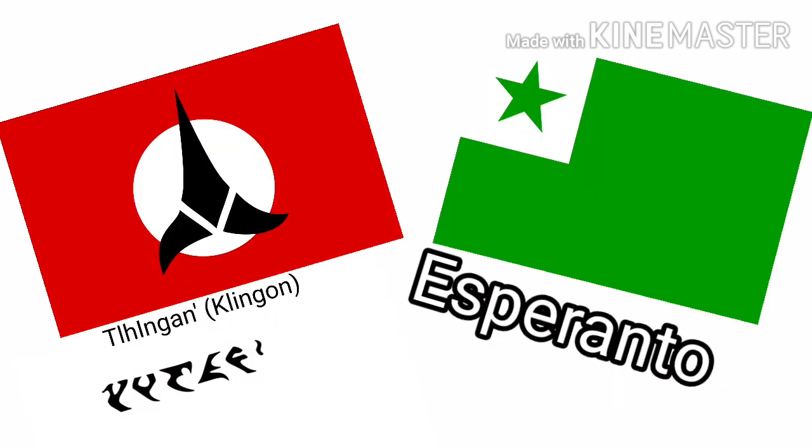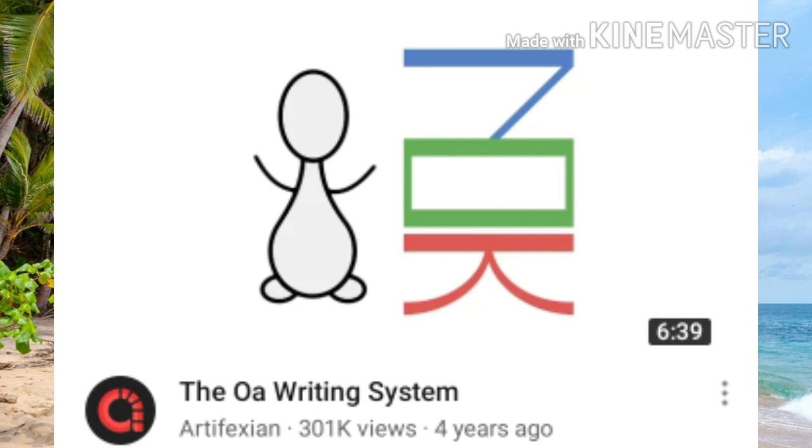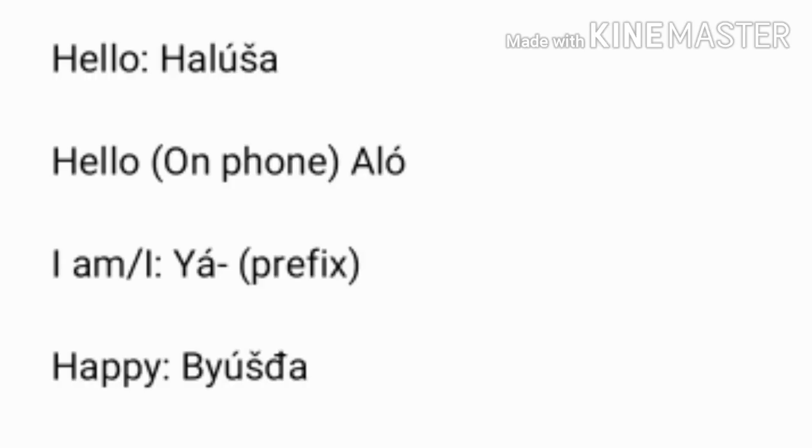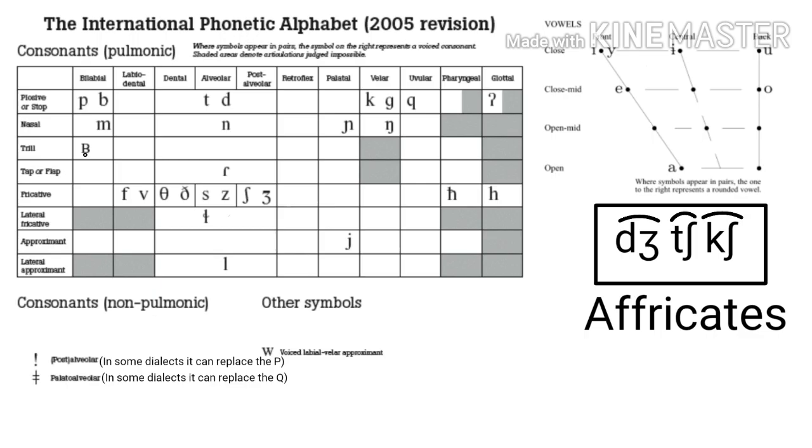You might have heard of some, like Klingon and Esperanto, but there have been many YouTubers who have made conlangs, like Artifacting, who has made Owa as an example. So I made this conlang called Aktunku. It is very unique as it has an interesting writing system, vocabulary and sounds.